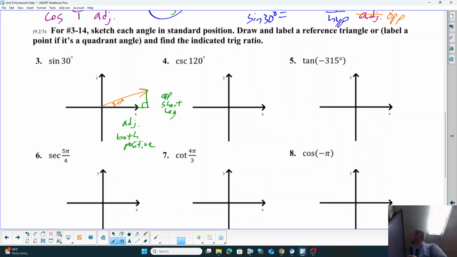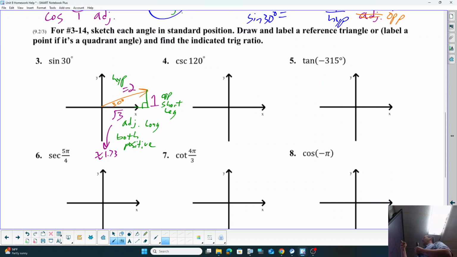Okay, so that's going to be the long leg, and then this is going to be the hypotenuse. Okay, so the short leg is always 1. And then the long leg is going to be radical 3, and the hypotenuse is going to be 2. And radical 3 is actually 1.73 approximately.